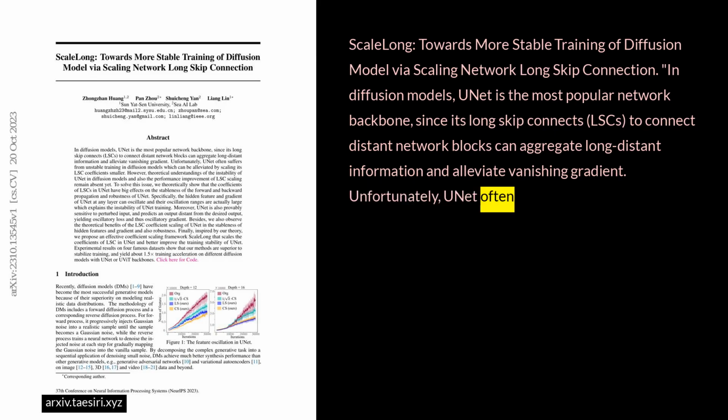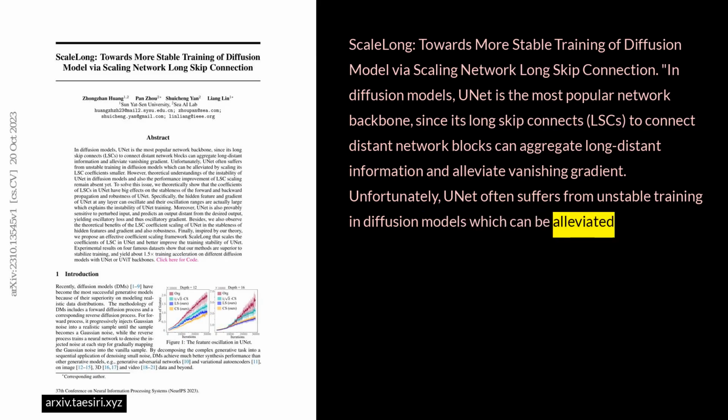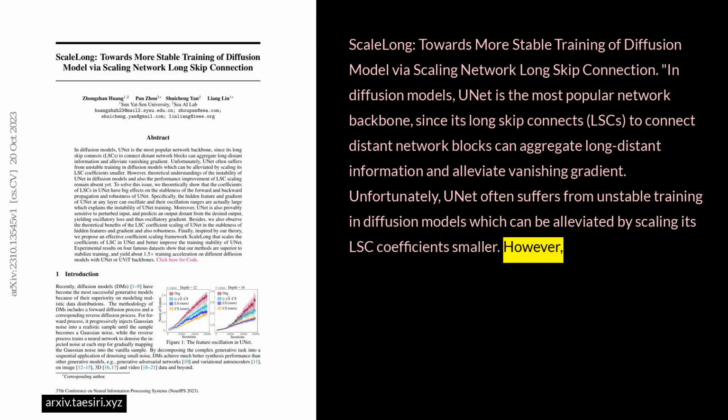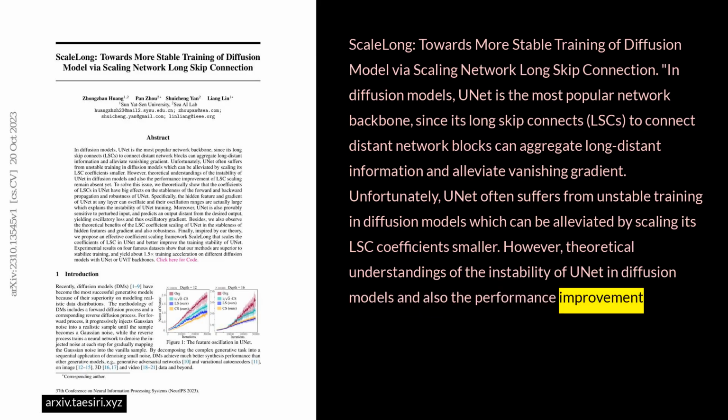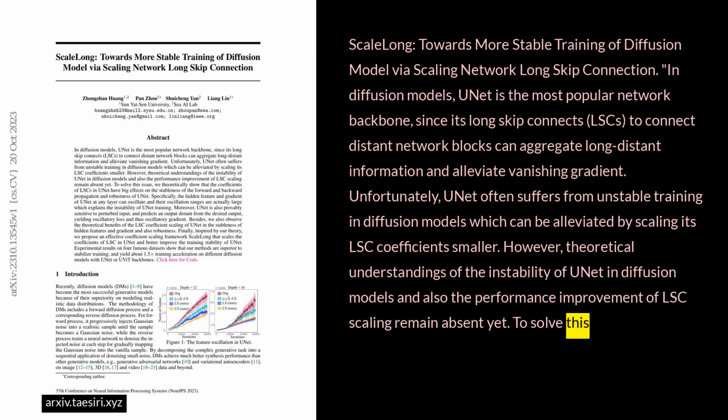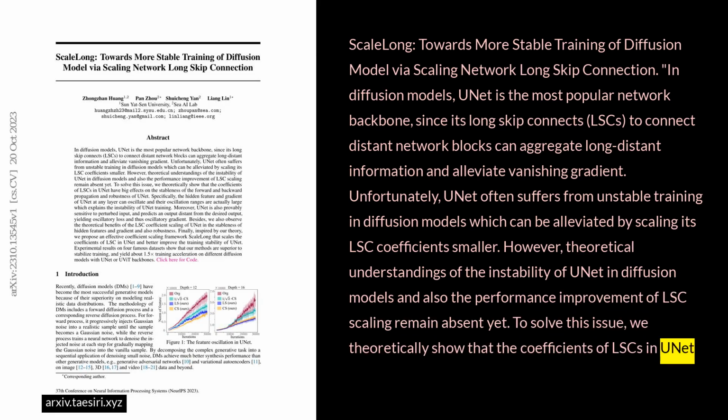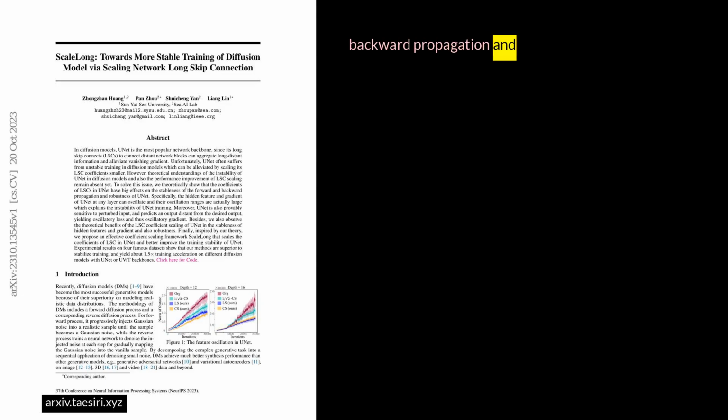Unfortunately, UNet often suffers from unstable training in diffusion models, which can be alleviated by scaling its LSC coefficients smaller. However, theoretical understanding of the instability of UNet in diffusion models and of the performance improvement from LSC scaling remains absent. To solve this issue, we theoretically show that the coefficients of LSCs in UNet have big effects on the stableness of the forward and backward propagation and the robustness of UNet.